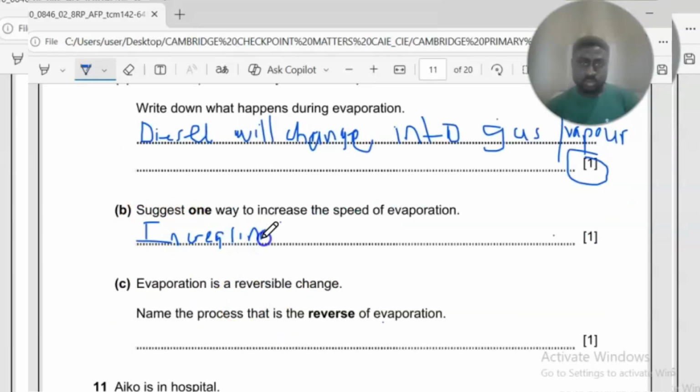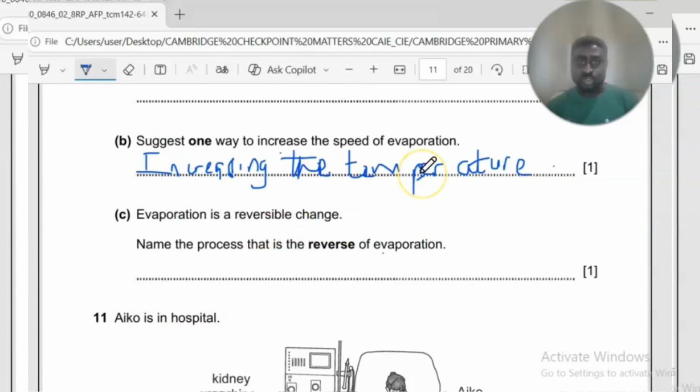It is simply by increasing the temperature. So when you do this, you earn the 1 mark allocated to this question. By increasing the temperature, the speed of evaporation will also increase.